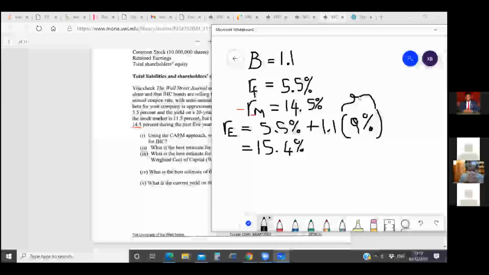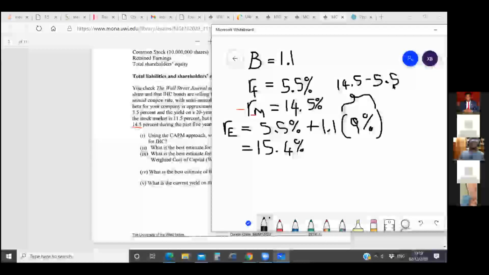There we go. Exactly, Roma. That's exactly what the formula is. It's the risk-free rate plus beta times (RM minus RF), which is our market return minus the risk-free rate, the market premium. Okay, so let's put all of that together.